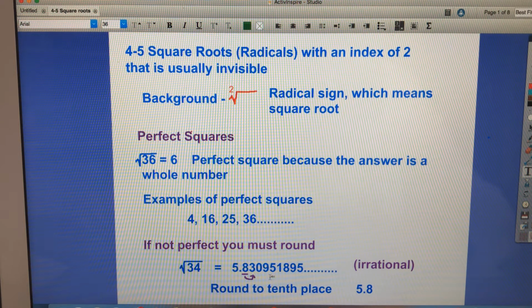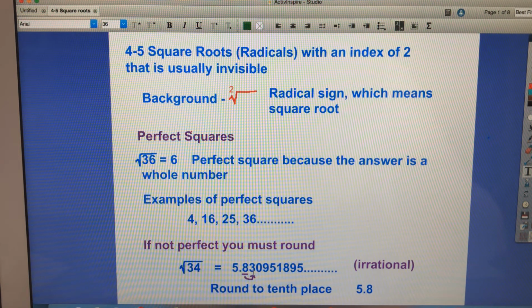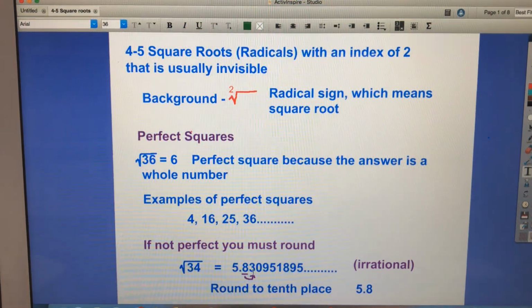So you need to decide, am I going to round it to the 10th place? Am I going to round it to the 100th place? And of course, this takes into effect that you understand rounding. If I say round to the 10th place, I underlined the 10th place value, 8. Look to the right. Does 3 stay the same or go up? Hint, 5 says go up. Everything else says stay the same.